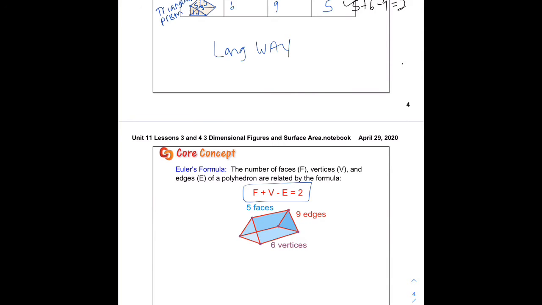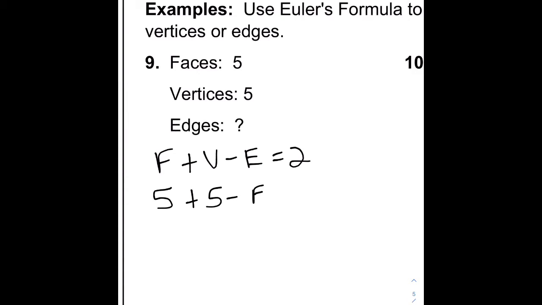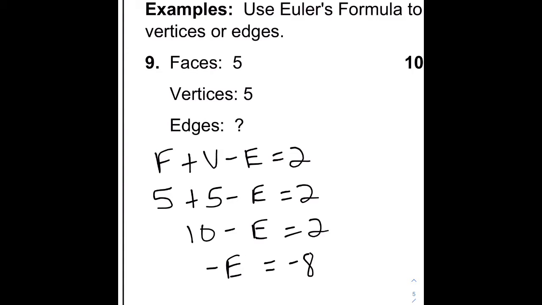So what could some of your homework problems look like? Well, if you know that you have 5 faces and 5 vertices, you're welcome to do this mentally. But I have an equation of faces plus vertices minus edges equals 2. This problem tells me I have 5 faces plus 5 vertices, and they want to know the edges. So 10 minus the edges is equal to 2. So negative edges is equal to negative 8. So I would have 8 edges on this problem.